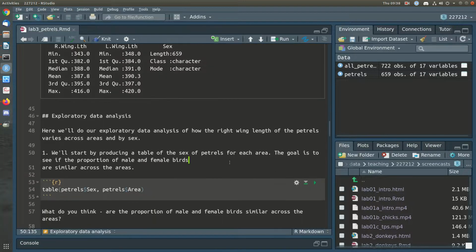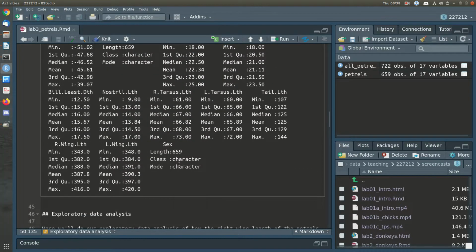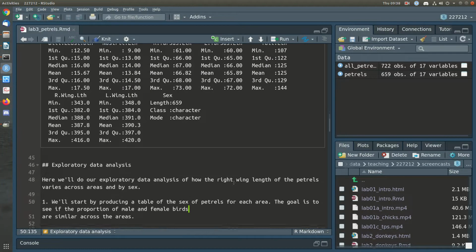So we're going to start by seeing if there's any difference between sex. So is there any difference in the size of birds? Proxy for size is going to be the right wing length by sex. And then is there any difference by area? And then we might look to see if there's some potential confounding between these two variables.